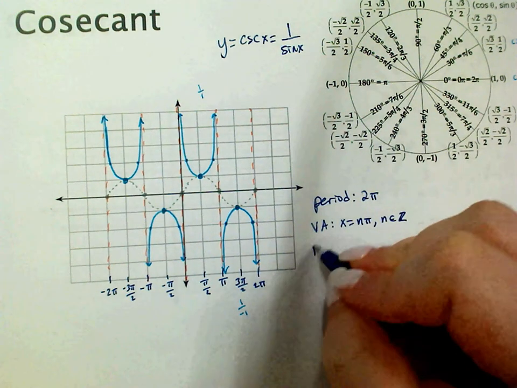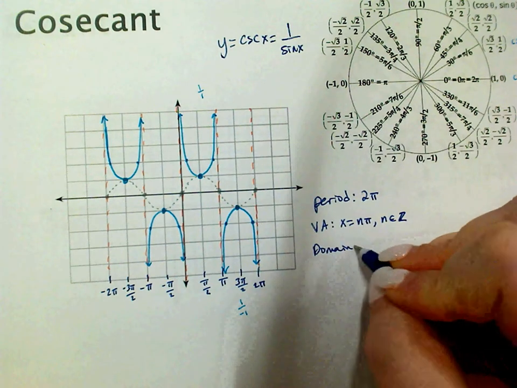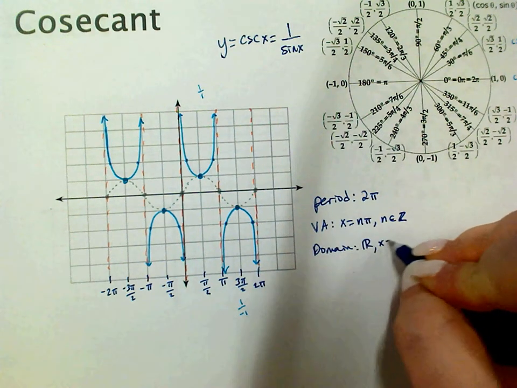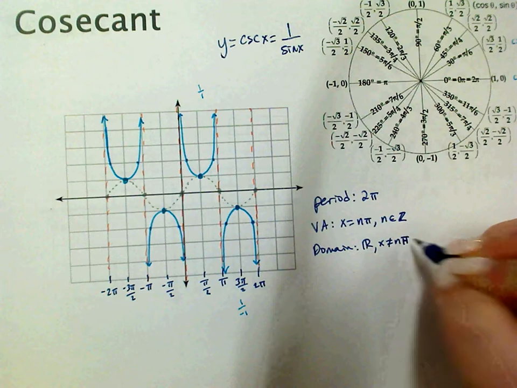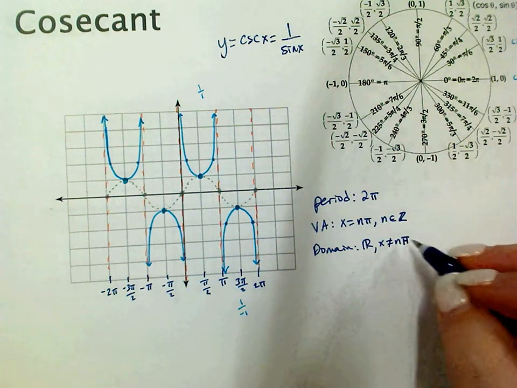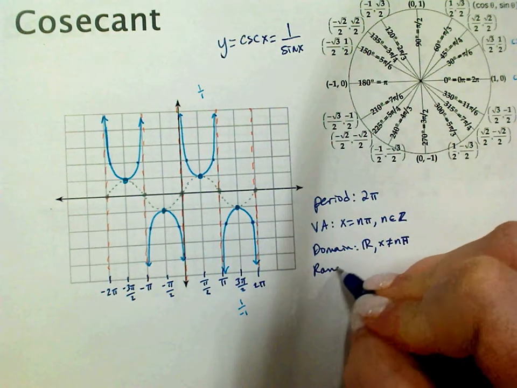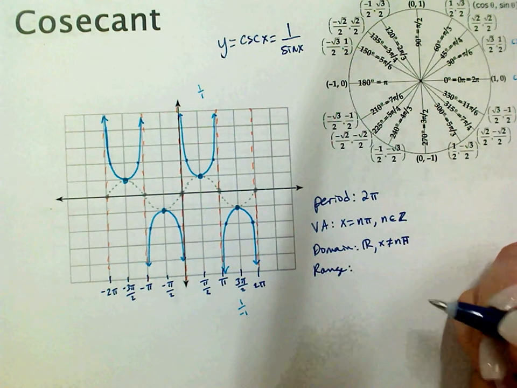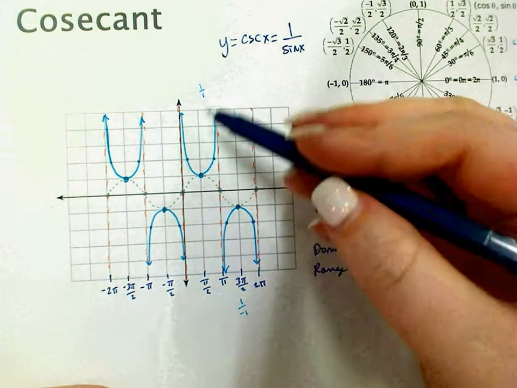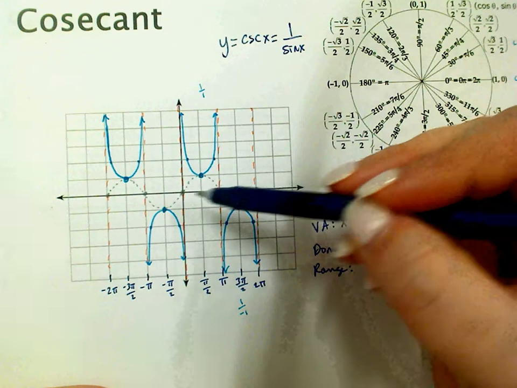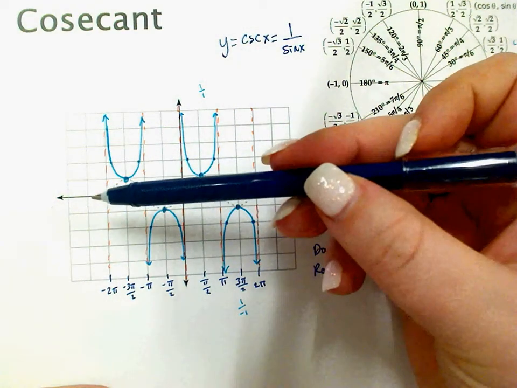Domain. So domain will be all real numbers except n pi, where n is an integer. I don't know why I did that, but whatever. Range. So range is actually kind of interesting on these. It goes all the way down and it goes all the way up, but it has a gap in the center of the function, right?